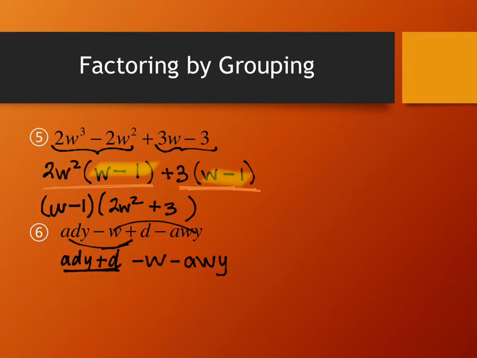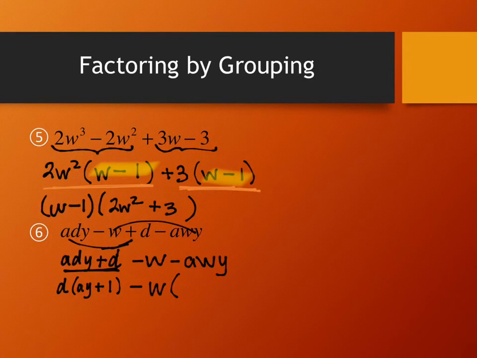D. And if I take out the D, what am I left with? AY. And what else? Yeah, plus 1. Okay, what about the second one? Well, they've got a negative in common, right? They do. What else do they have in common? A W.